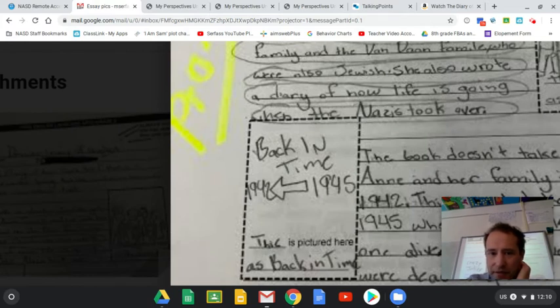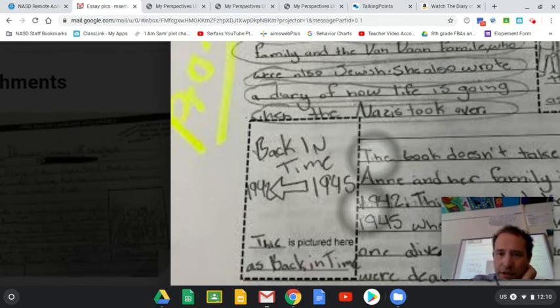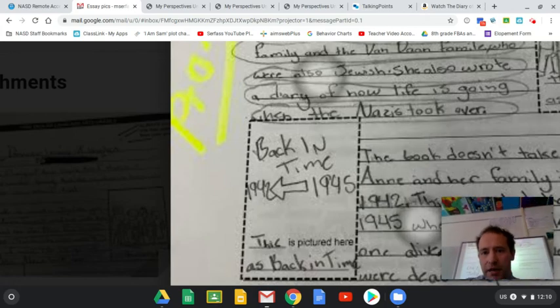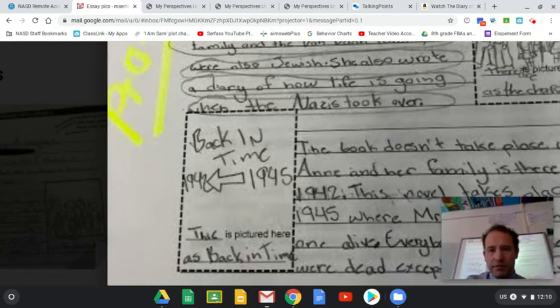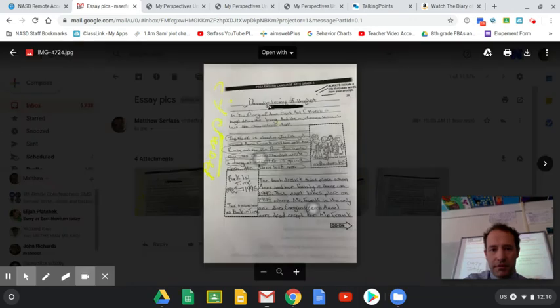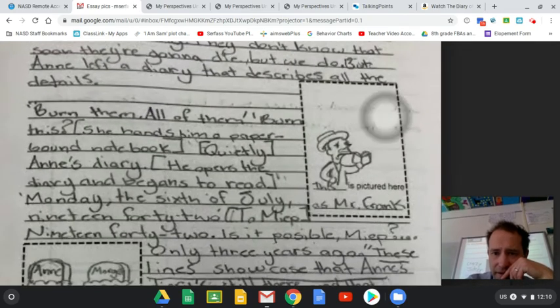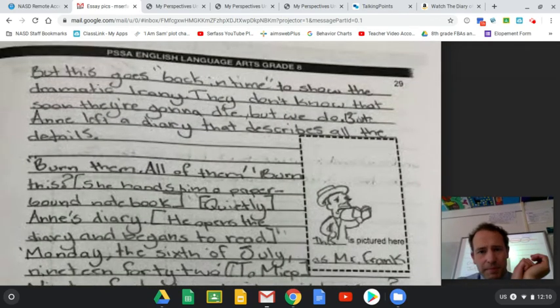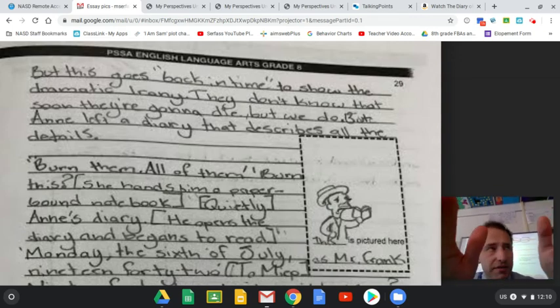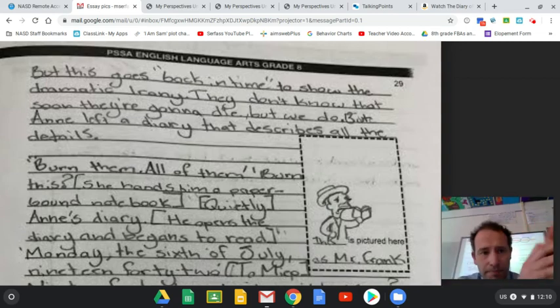Going back in time from 1945 back to 1942. And they mentioned that on the next page as well. There we are. Right? And there's Mr. Frank right there reading the diary. But this goes back in time to show the dramatic irony. They don't know that soon they're going to die, but we do. It would be good if we mentioned years here. It would make it a little bit clearer. But we do. Anne left a diary that describes all the details.